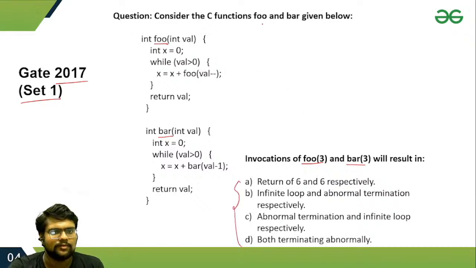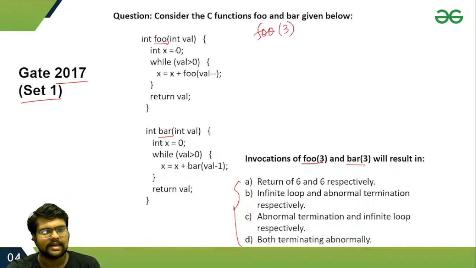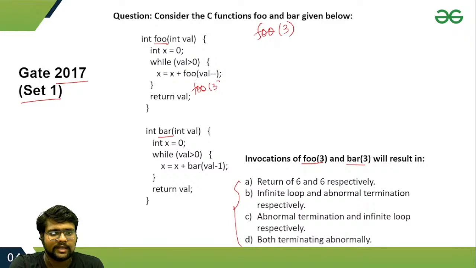Let's see foo of 3 first. When foo of 3 is called, x is equal to 0, value is 3, so 3 is greater than 0. So it is fine, and we will enter this loop. Then foo of val minus minus, which is a postfix decrement. So first the value will be passed to the function and then it will get decremented. The value is currently 3, but first 3 will be passed, then the value gets decremented. So value becomes 2. So when foo of 3 is called, foo of 3 will again be called.